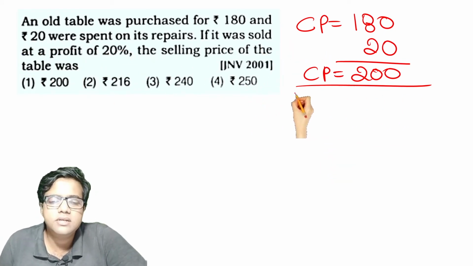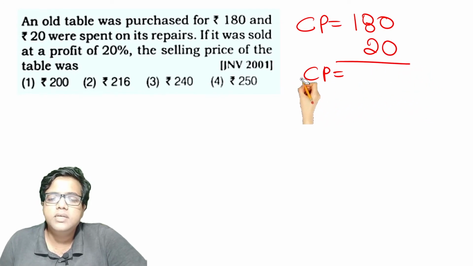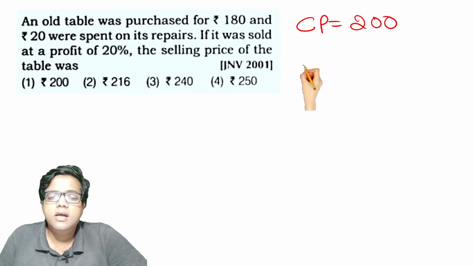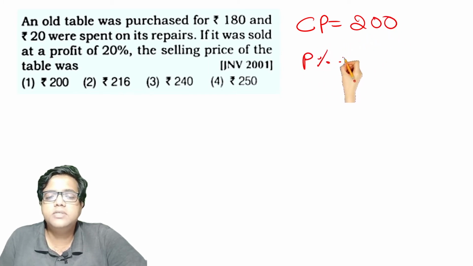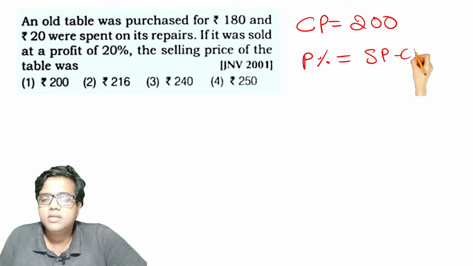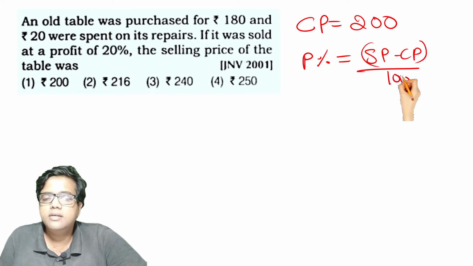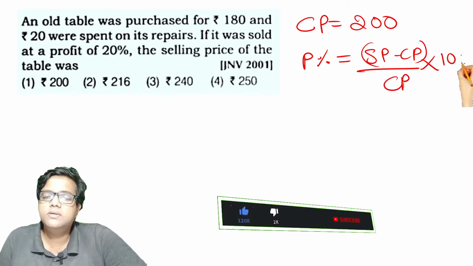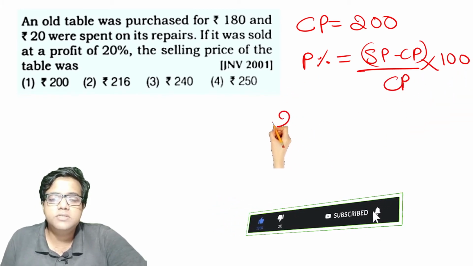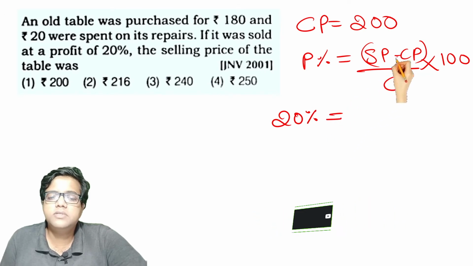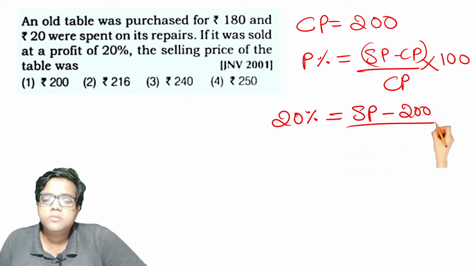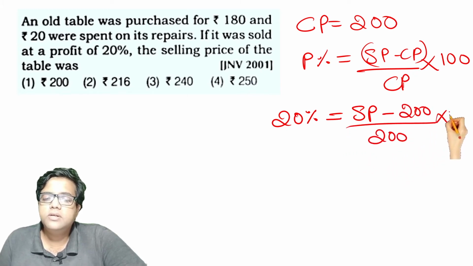Similar kind of question. We should know the formula. Let me write it in short. Cost price is equal to 200 rupees. And we know the formula for profit percentage. Profit percentage is equal to selling price minus cost price by cost price into 100. Profit percent is 20% here. And selling price, we don't know, so selling price minus cost price 200, by cost price 200, into 100.